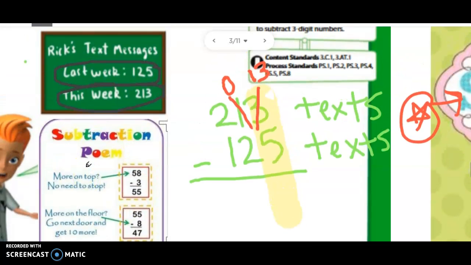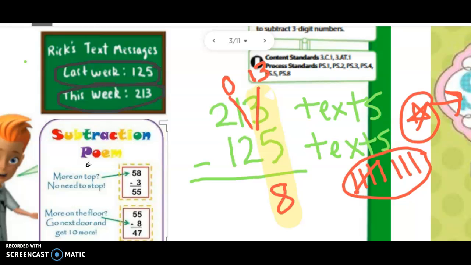Now I can keep going. 13 minus 5. One strategy to subtract is you can start at the smaller number and count up towards the larger number. You can either hold up your fingers or draw lines. I'll show you how that looks. So I'll count starting with 5 in my head. 5, 6, 7, 8, 9, 10, 11, 12, 13. My difference is 8.